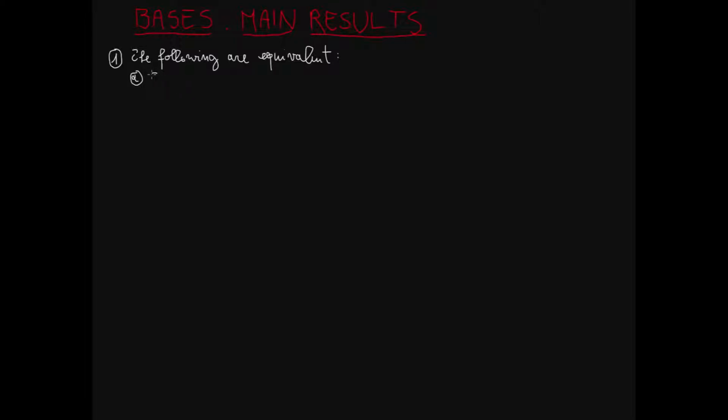So A: a set S of finitely many vectors v1 through vn is a basis of V. V is a vector space. I'm not going to specify this. So this is equivalent to the following statement.